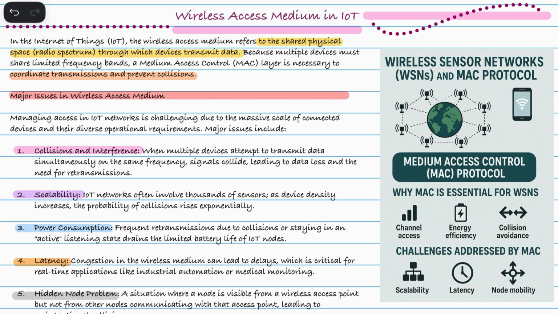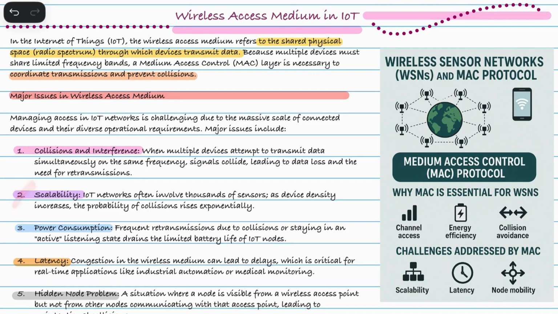So what are the major bottlenecks? What are the issues that occur while transmitting the data? Very first is collision and interference. As we just said, overlapping waves equal dead data. So the device has to waste time and power transmitting the message, right? So that is why it is a major issue.